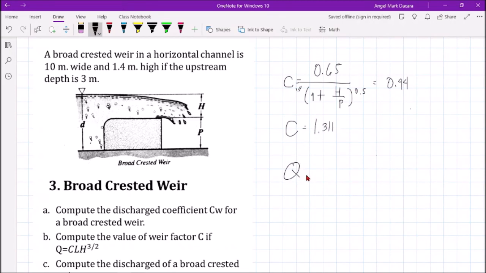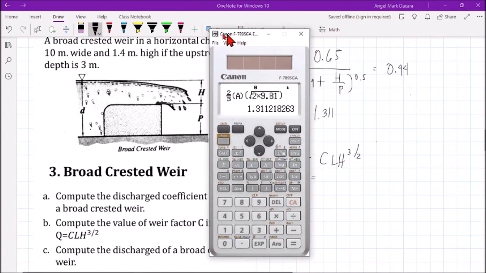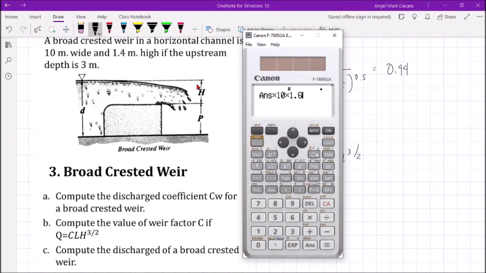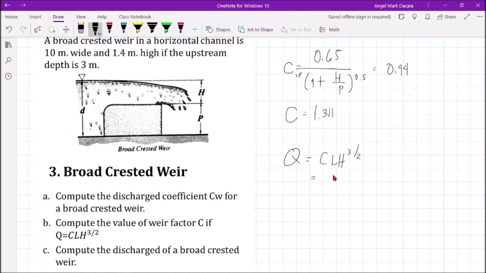Okay? And for the discharge, edi ano lang, C L H raised to 3/2 because that is a rectangular Weir. So, 10 meters din naman daw yung width, o yung length kung ibabasa natin sa formula. So, answer times length, 10, times H, which is 1.6, the head of water, raised to 3/2. So, that's 26.54 cubic meters per second. Okay? So, ganun lang. Kadali.